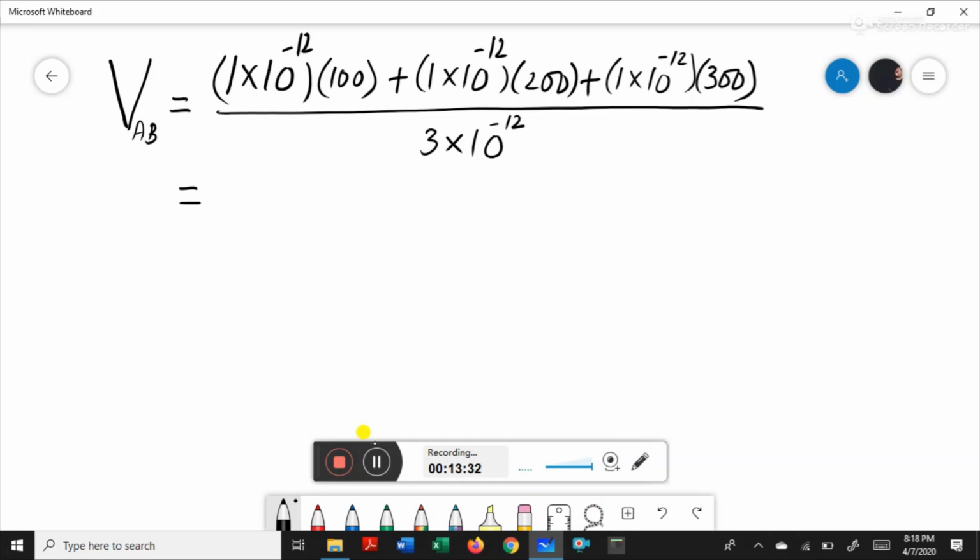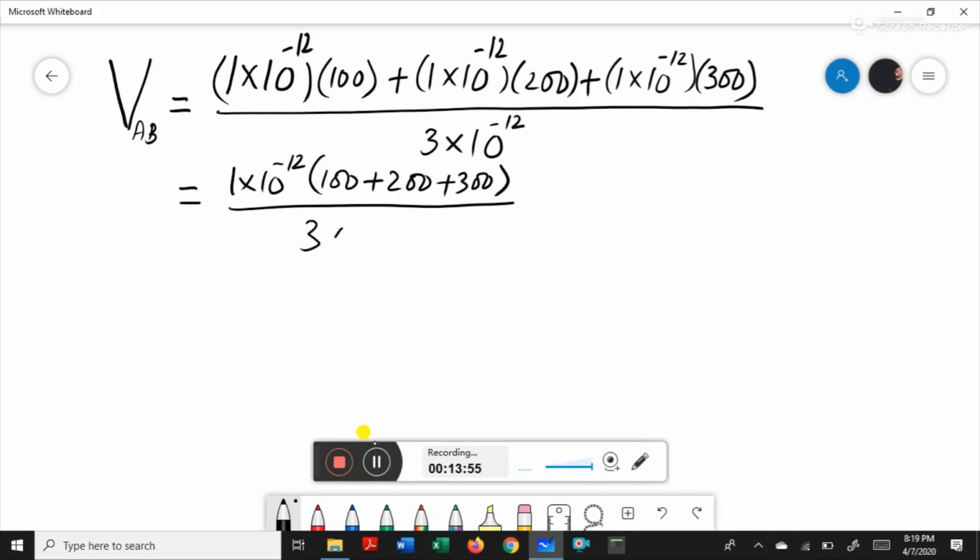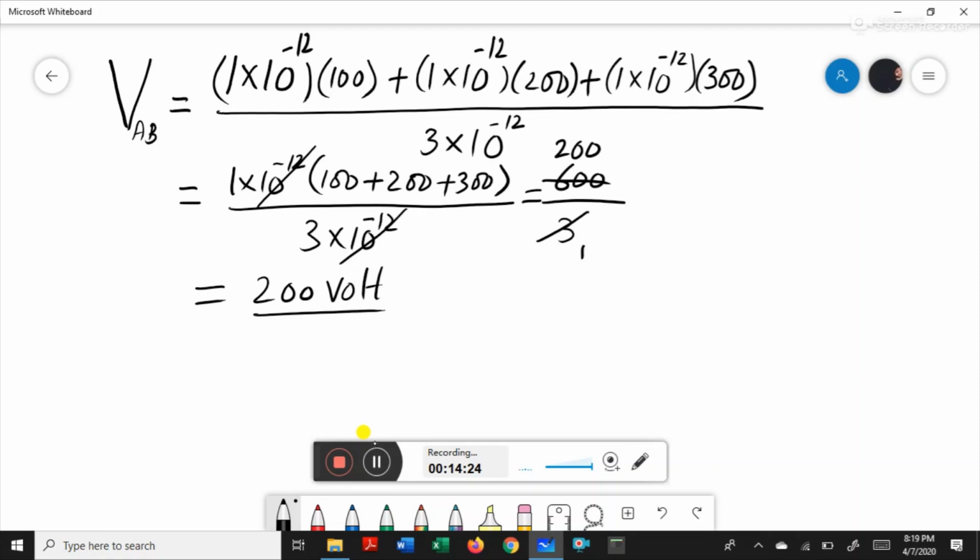Now if you take common 1 into 10 to the power minus 12, then 100 plus 200 plus 300 divided by 3 into 10 to the power minus 12. So minus 12 cancel out, 3 into 1 is 3, 3 into 2 is 6, and 100 plus 200 plus 300 is 600, divided by 3. That is the required voltage, common voltage is 200 volt. This is the answer.